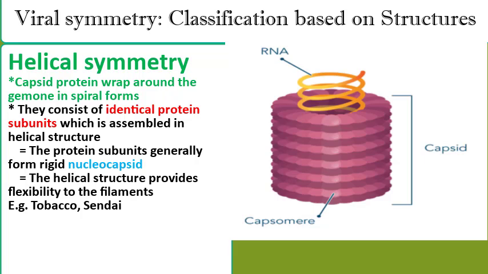There are several viruses found with helical morphology. They consist of identical protein subunits or protomers or capsomers, which are assembled in helical structure around the viral genome. The protein subunits generally form a rigid nucleocapsid. The helical structure provides flexibility to the filaments. The best examples here are tobacco mosaic virus and Sendai virus.